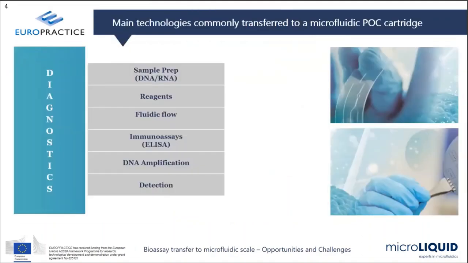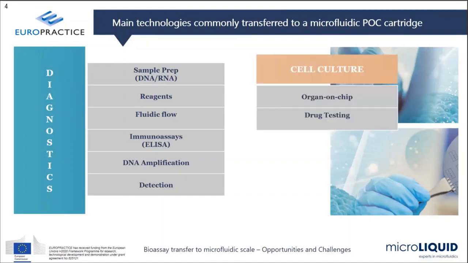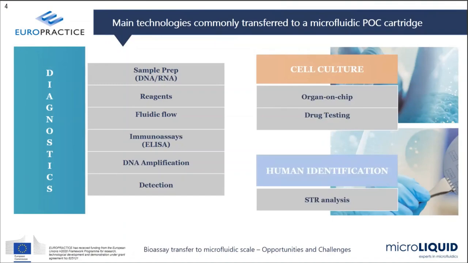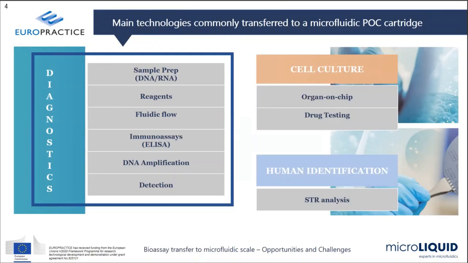So let's start with the different technologies that are available for the transferring of a bioassay. There are different applications. The most important ones are diagnostics. It requires a number of technologies which need to be addressed, like sample preparation, reagents storage, fluidic control, immunoassay integration or DNA amplification, and finally detection. But there are also others like cell culture related, some of which are organ-on-chip technologies or drug testing technologies or human identification applications. But I will address diagnostics during this presentation. I think it's the most important field. I need to go somewhere to introduce the technology, and I think that's the best choice to go.